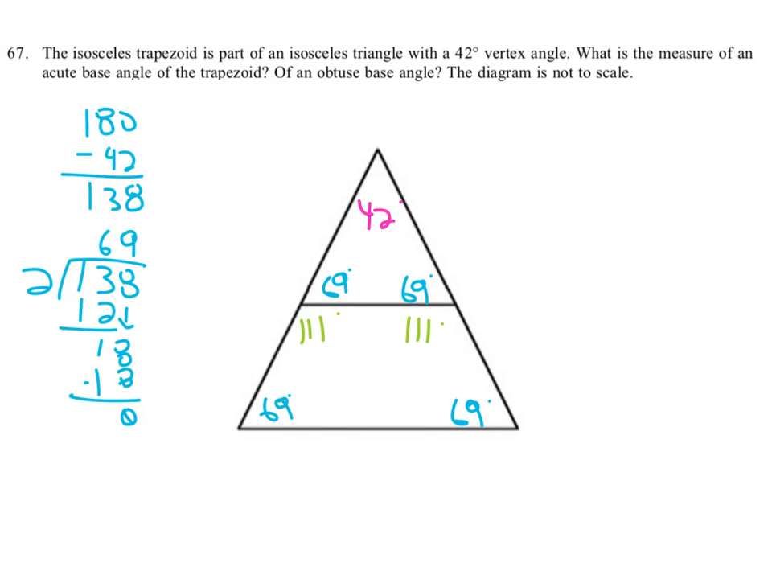Okay, so they're asking what is the measure of an acute base angle? The acute base angles are obviously the ones down here at the bottom. And because these need to be the same as this, those have to be the acute ones. And let's write it in there: 69 degrees. And obtuse base angle, 111 degrees. Just to match it like that. Good enough?